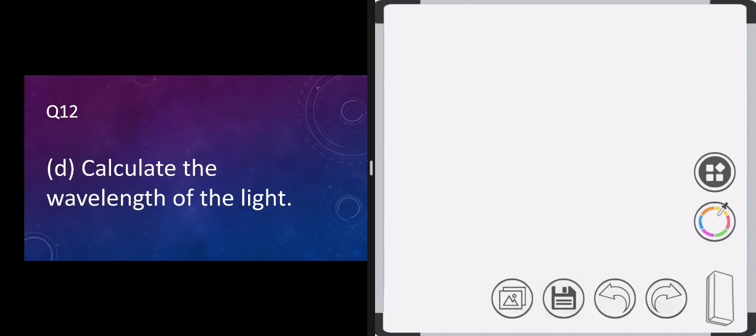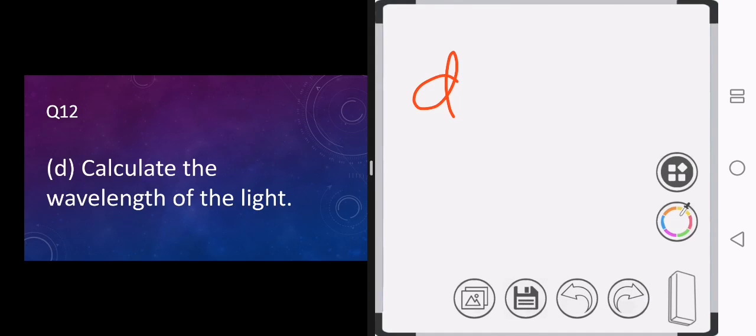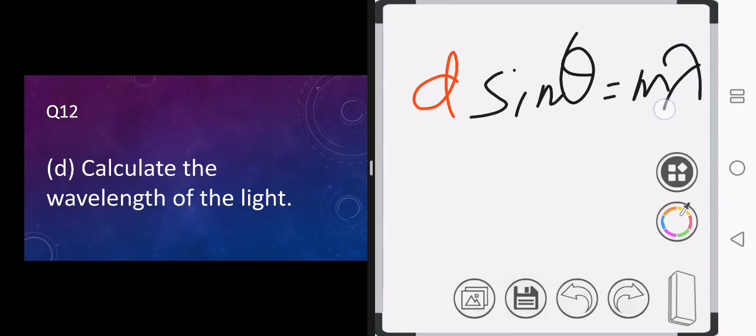Okay, next question, calculate the wavelength of the light. It's up to you which equation to use, or simply use the relation d sin theta equals m lambda. Your m is 1, so find your lambda.